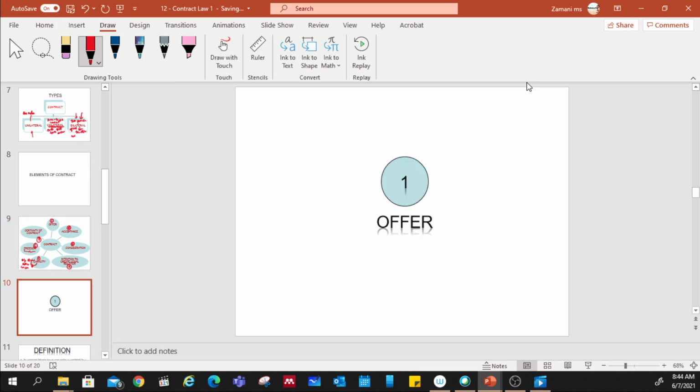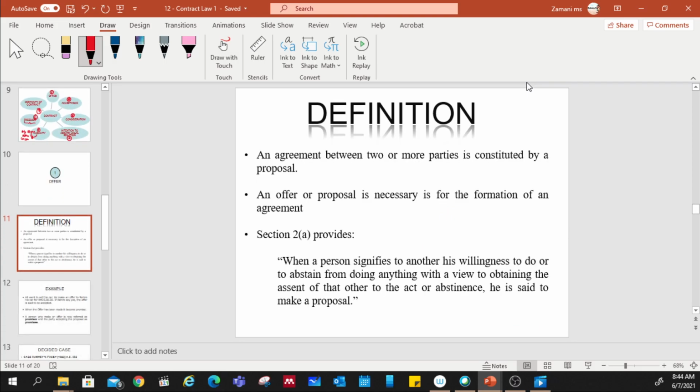Let's look at the first one, the offer. What is the offer? An agreement between two or more parties is constituted by a proposal. An offer or proposal is necessary for the formation of an agreement. So you must have the offer first, then you can go on to the agreement.